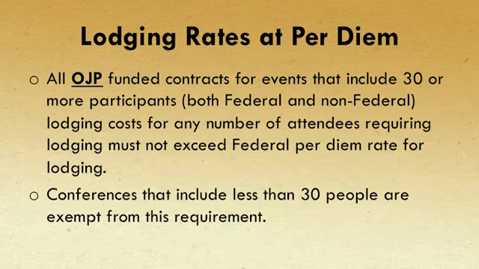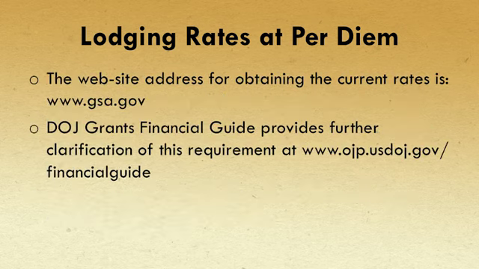For all OJP-funded contracts for events that include 30 or more participants, both federal and non-federal, lodging costs for any number of attendees requiring lodging, even if the number is 1, you must not exceed the federal per diem rate for lodging. However, this is not a requirement if the number of participants to attend a conference is less than 30 people. Information on lodging rates and per diem amounts can be found on the GSA website and in the DOJ Grants Financial Guide. Travel category for Purpose Area 1.